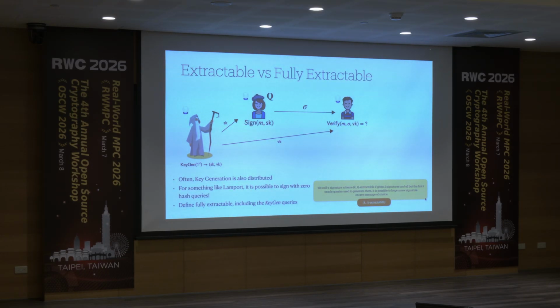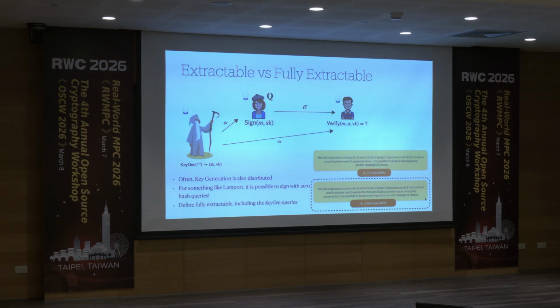Now, what happens, of course, in the real world is that we don't just have signing algorithms, we also have key generation algorithms, and this is often distributed as well in the threshold setting. So for something like Lamport in particular, the previous definition doesn't even really apply because it's possible to sign with zero hash queries. So we also define fully extractable signature schemes, which are essentially the same idea, in which case you can forge if you're also given the queries that were made during key generation. So this is a slightly stronger definition.